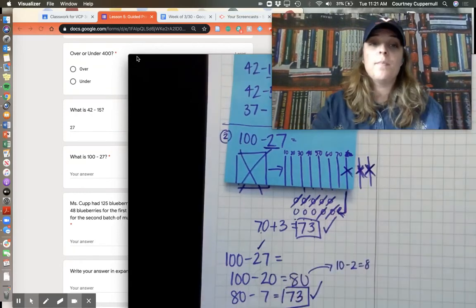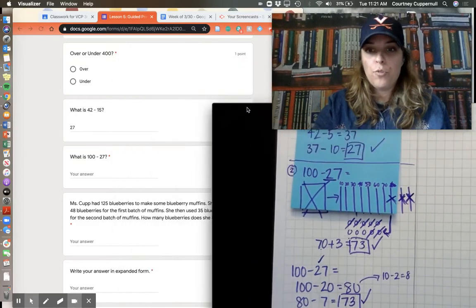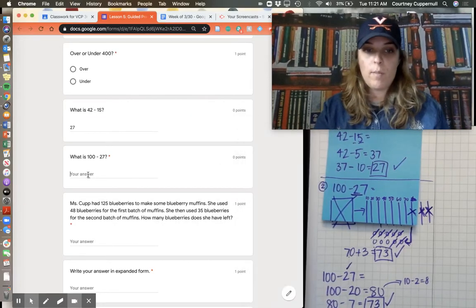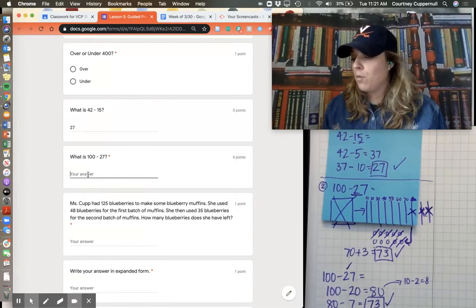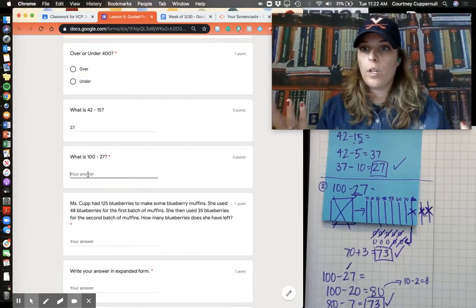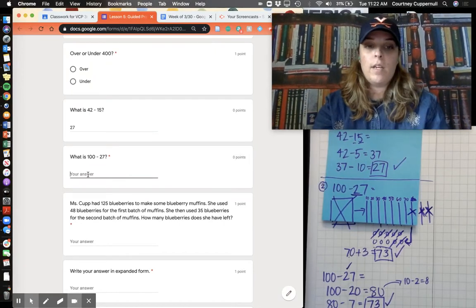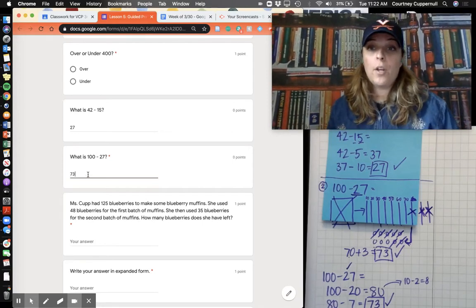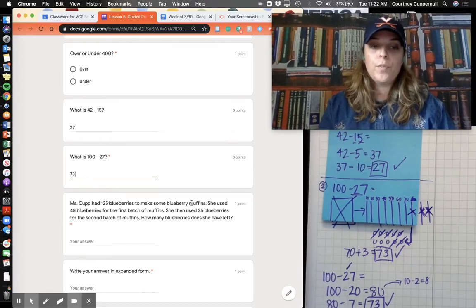Excellent job, my friends. Now it's time to apply these regrouping strategies to our story problems because we always got to be able to solve actual math problems in a story, right? Real life in context, we got to be able to solve it in context. So after we type our answer here, let's spice things up a little bit. I know you guys are going to rock it, don't worry.